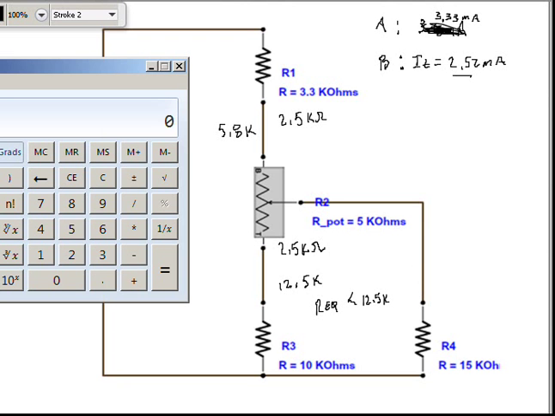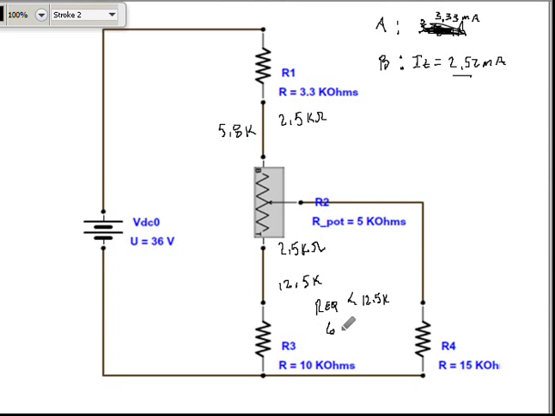So once again, let's just quickly work that out. 12,500, 1 over x plus 15,000, 1 over x equals 0.000147. 1 over x about 6818, or 6.818 K ohms is about our equivalent there.